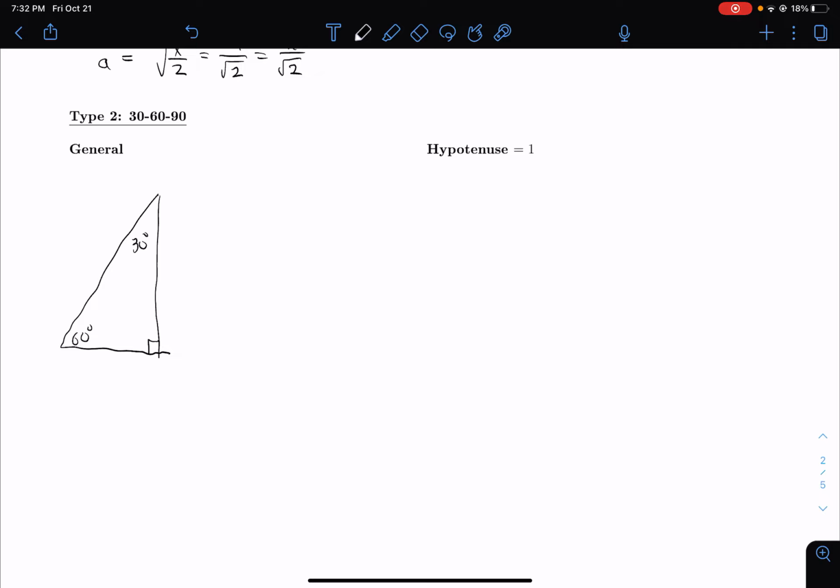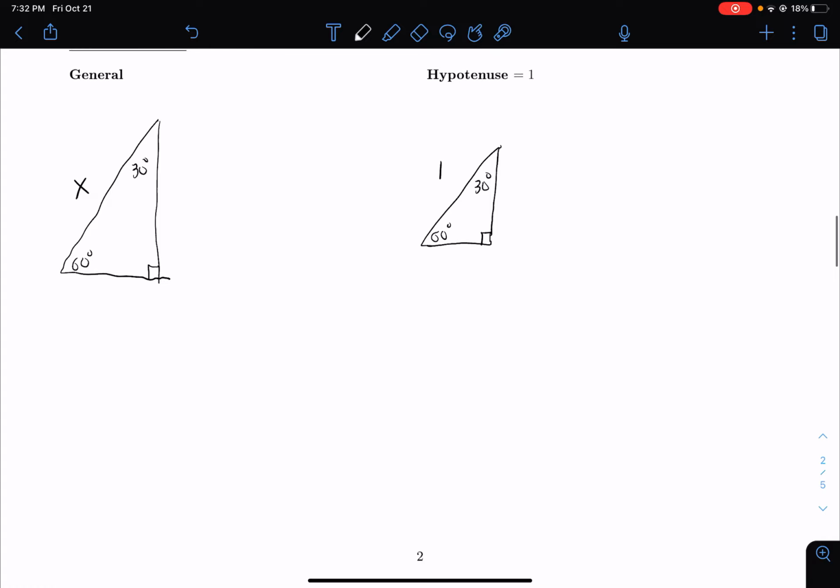So in my general picture, I'll call the hypotenuse x. And another picture where the hypotenuse is 1. Okay, so maybe this is a different size. But there's still a 90-degree angle, a 60, and a 30. But now I'll make the hypotenuse be 1. Okay, so let's get the missing sides of my general right triangle.